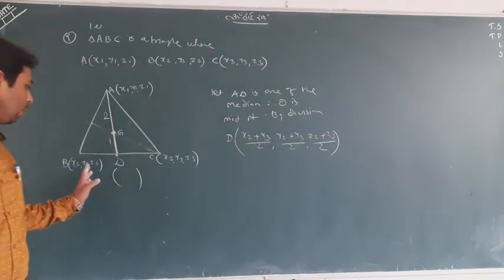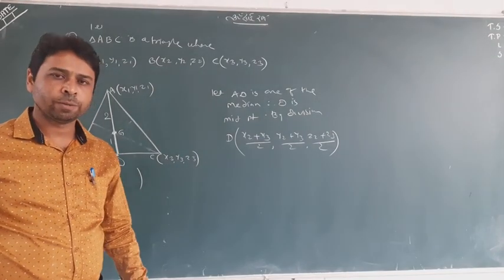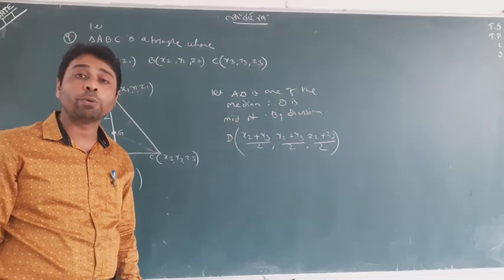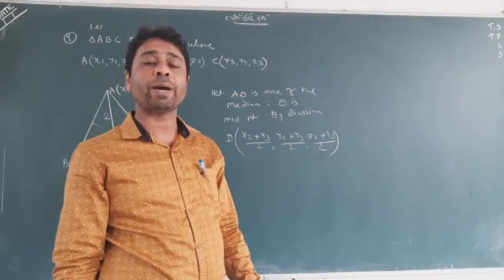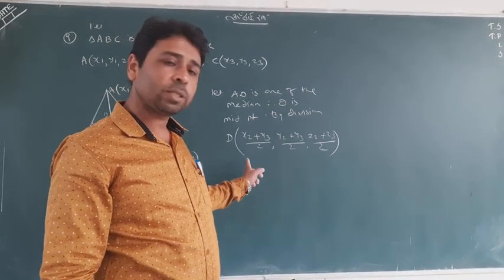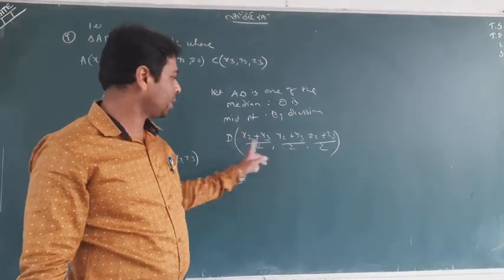Because the points are x2, y2, z2 and x3, y3, z3. So I taught you the formula for x1, y1, z1 and x2, y2, z2. That time the formula was x1 plus x2 by 2, y1 plus y2 by 2, z1 plus z2 by 2. This time it is 2 and 3. So okay, this is my D.